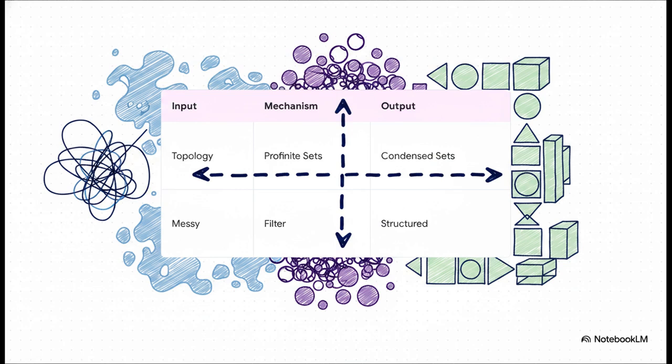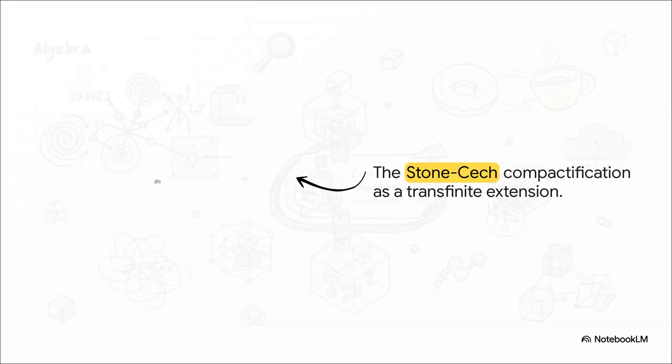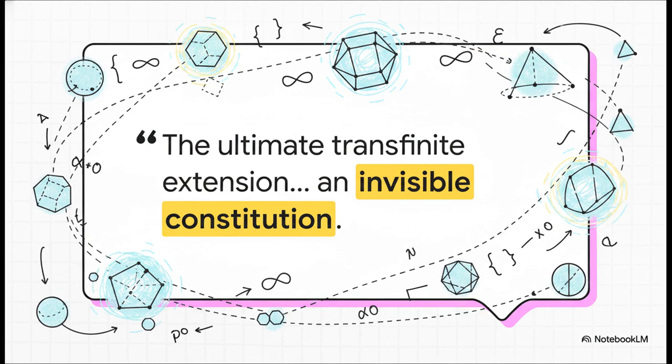It's completely cleaned up. Now, what's really fascinating about this translation mechanism is the Stone-Čech compactification. This essentially takes our standard finite numbers and packs them into an incredibly dense mathematical space where every single possible infinite limit is captured. It acts as the ultimate transfinite extension of our finite numbers. It's a fail-safe ensuring absolutely nothing slips through the cracks. In fact, the sources literally describe these structures as the ultimate transfinite extension, an invisible constitution. I mean, an invisible constitution.